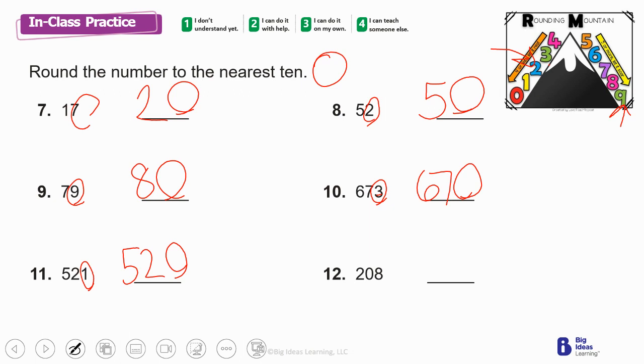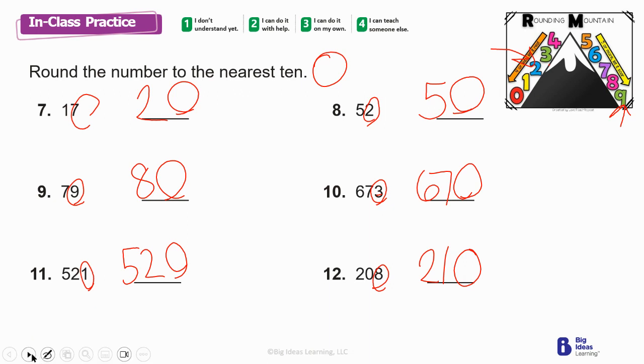208. If I look at that 8, the 8 is going to tell that 0 to become a 1. And my 8 becomes a 0. Again, you're rounding to the nearest 10. You must have a 0 at the end.